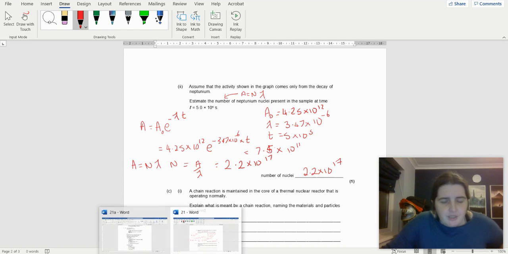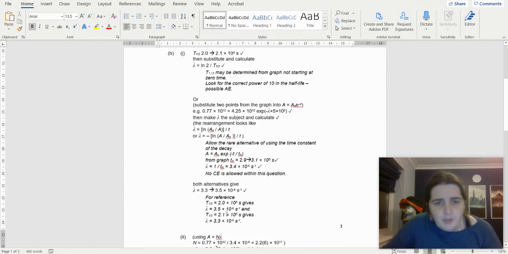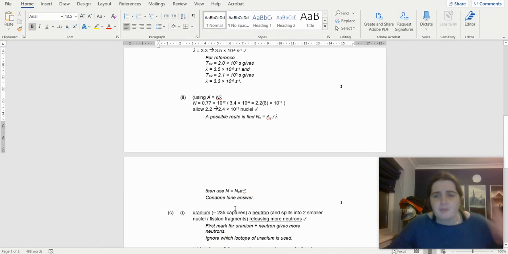Now, if we have a look at the mark scheme for this, going down, again, because it's all graph data, they're allowing all sorts of weird information.